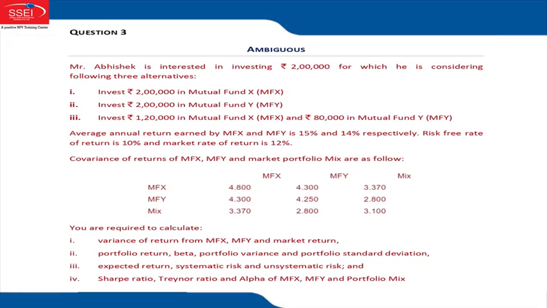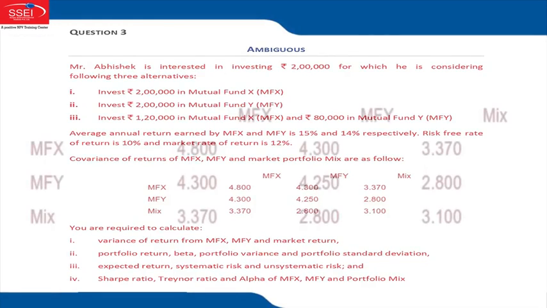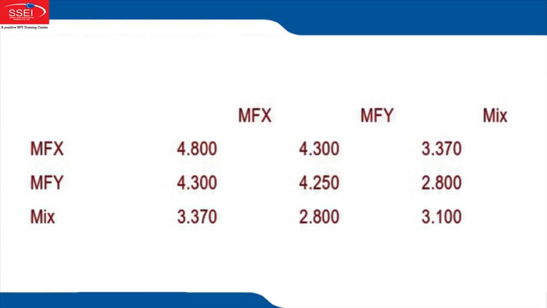Risk-free rate of return 10%, RF. And market rate of return 12%, RM. So RM minus RF is 2%. The covariance of returns X, Y and the market portfolio mix. People are losing out this word. It is the market portfolio mix. So mix over here is the market portfolio. So we are given the variance covariance matrix. You know, we have done it in class that the diagonal, that is 4.8, represents the variance of X. 4.25 is the variance of Y and 3.1 is the variance of market.